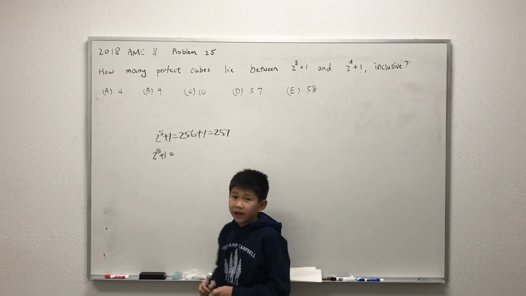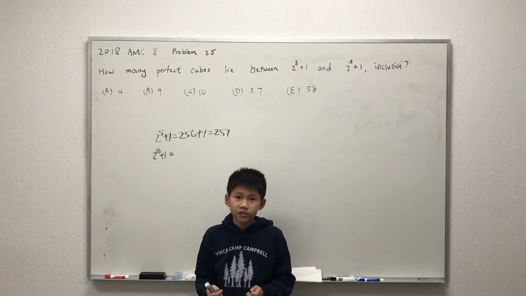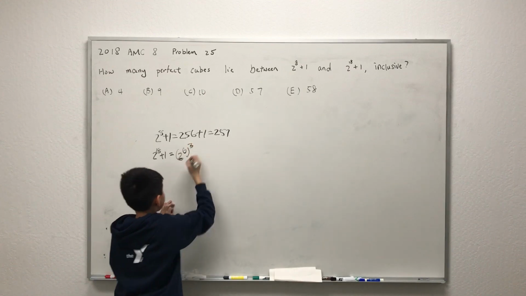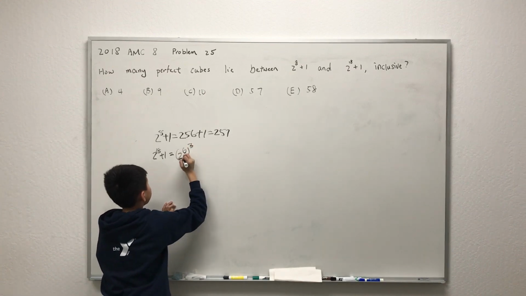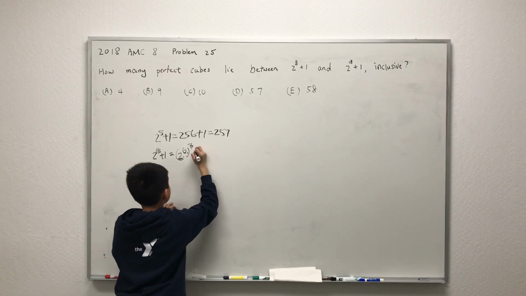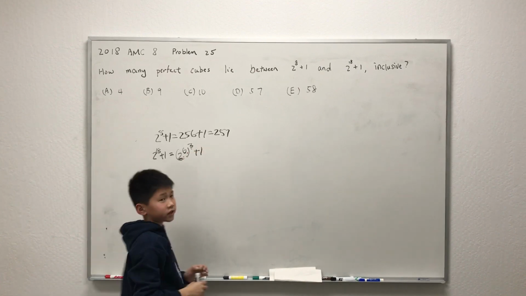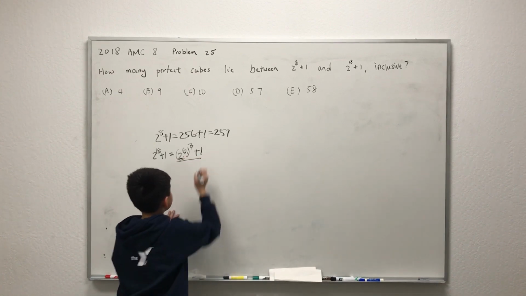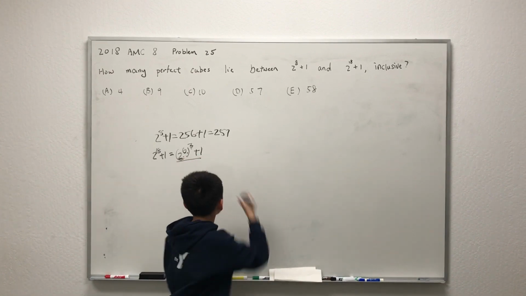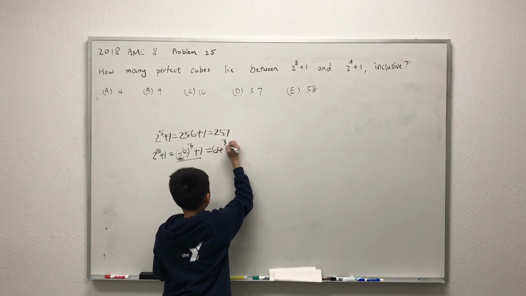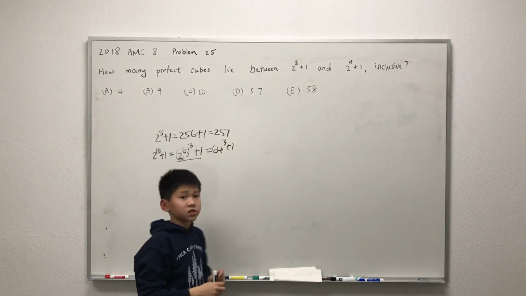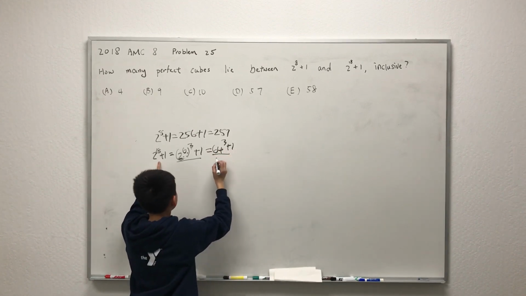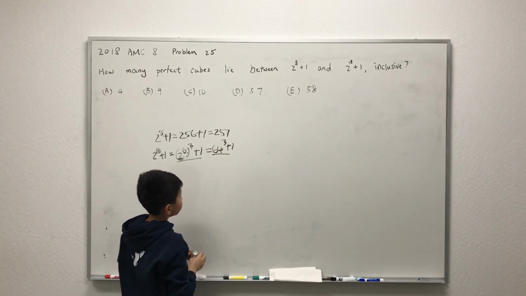Maybe we can apply the power rule of exponents. Aha! Maybe we could make it 2 to the 6th cubed plus 1, because this is also equal to 2 to the 18th by the power rule of exponents. So after we have this, then it's much easier, because this is literally equal to 64 cubed plus 1, because 2 to the 6th is equal to 64. Now we have simplified 2 to the 18th plus 1 to 64 cubed plus 1.